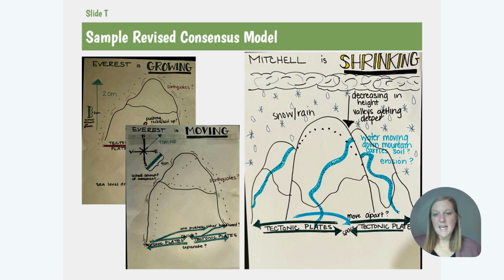Okay, so this is another class's revised consensus model that now includes information about what might be causing mountains to grow, move, and now also shrink, like Mount Mitchell. So are there any ideas from your model that you can see on this example? I'm seeing things about precipitation, and there's stuff about water. So I'm wondering if maybe that's part of your model as well.